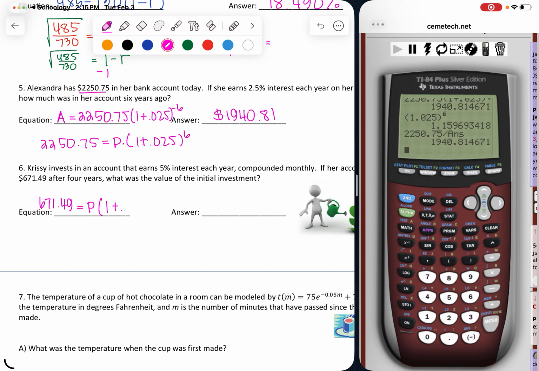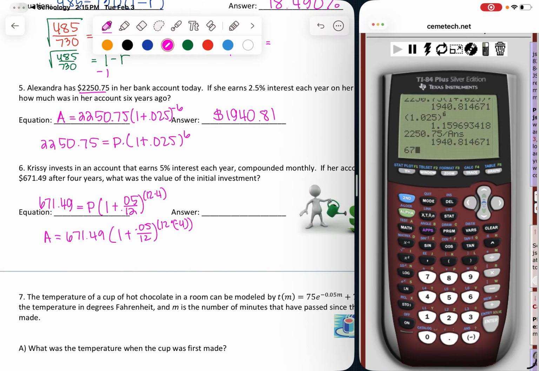All right, we're looking for the initial investment. She is gaining 5% compounded monthly, and this is 12. And then how many years? 4 years, right? So 4 years have passed. And we can put this in our calculator and divide both sides by that, okay? Or we can change that to a -4, right? And we can say that we're looking for the amount. So we can say the current amount is 671.49. 1 plus 0.05 over 12 to the, and then say that it was 4 years ago, so times -4. Both will give you the same answer, okay?